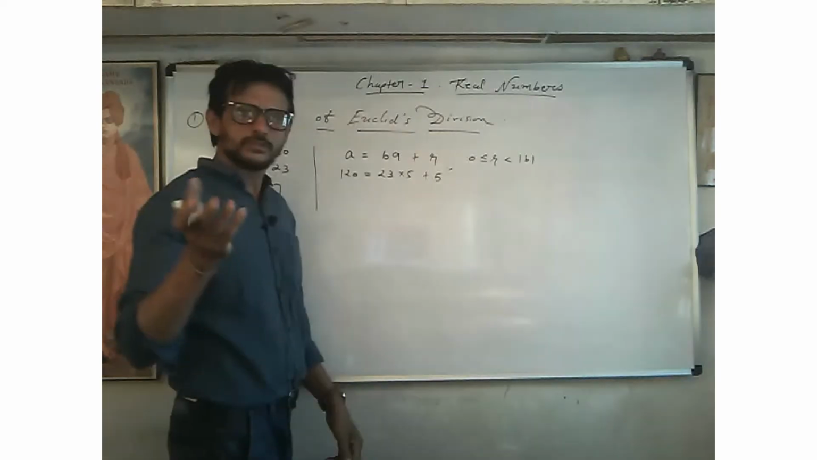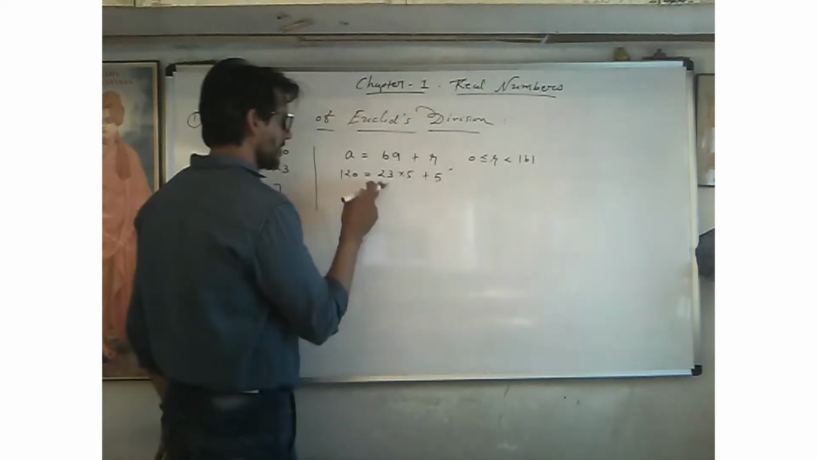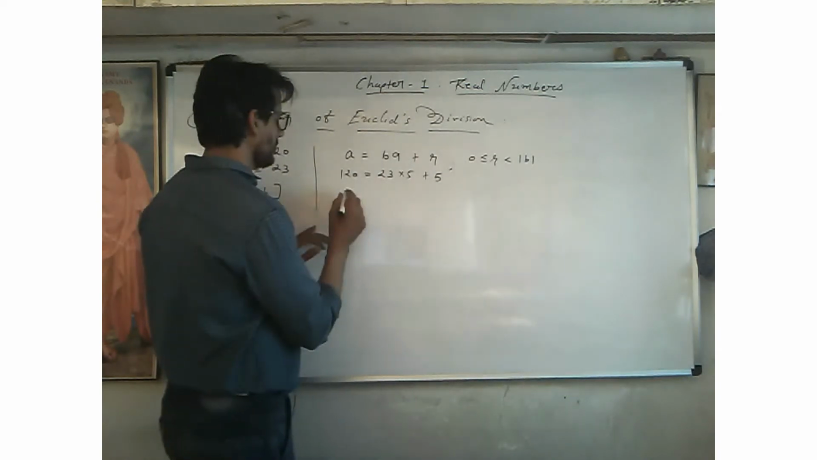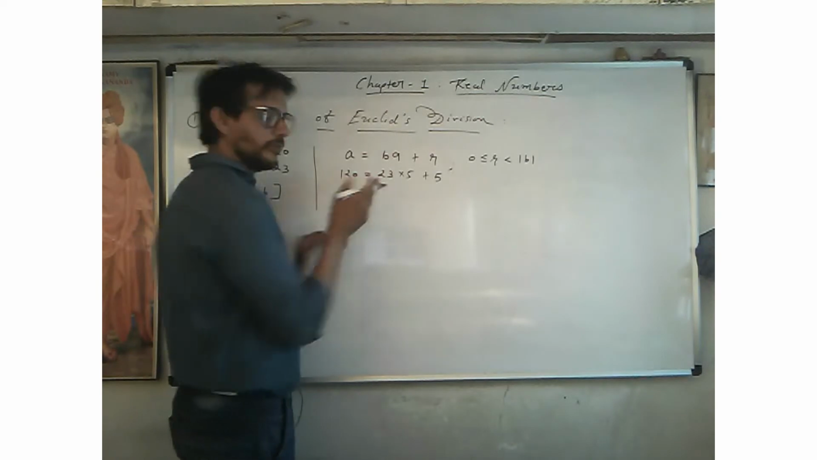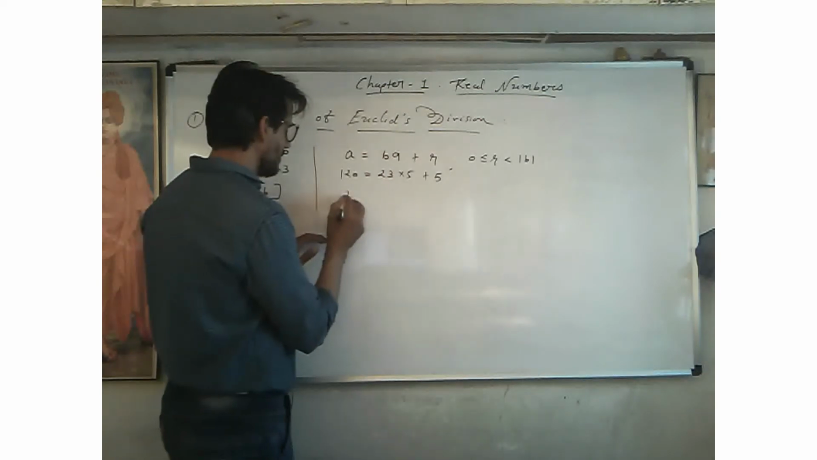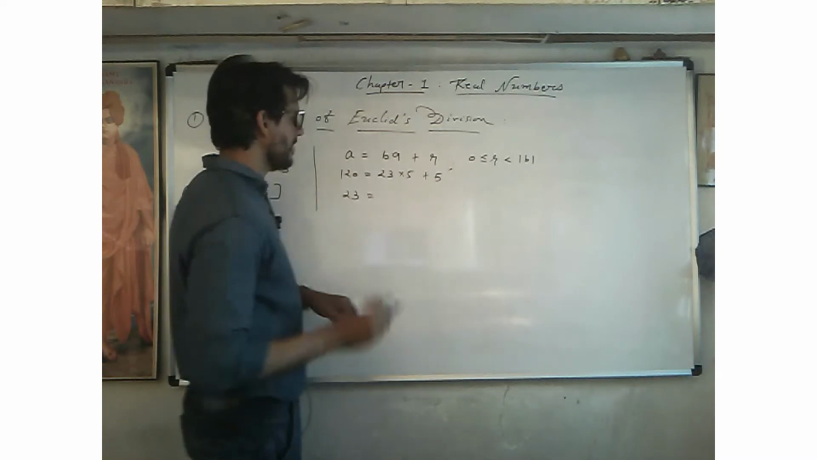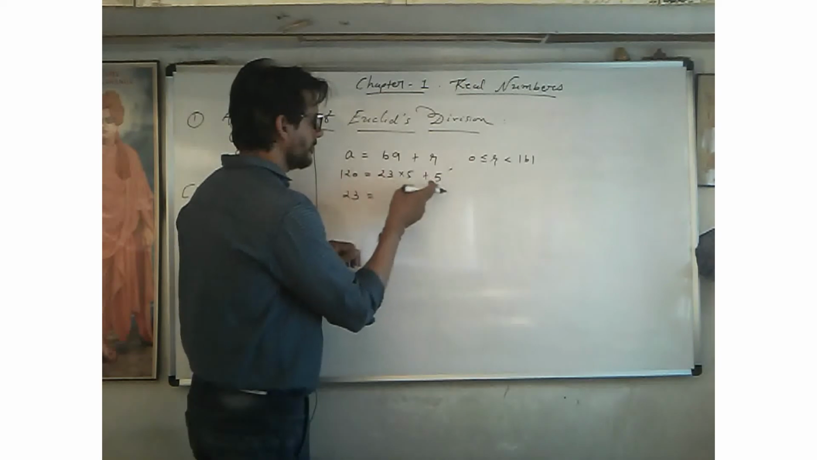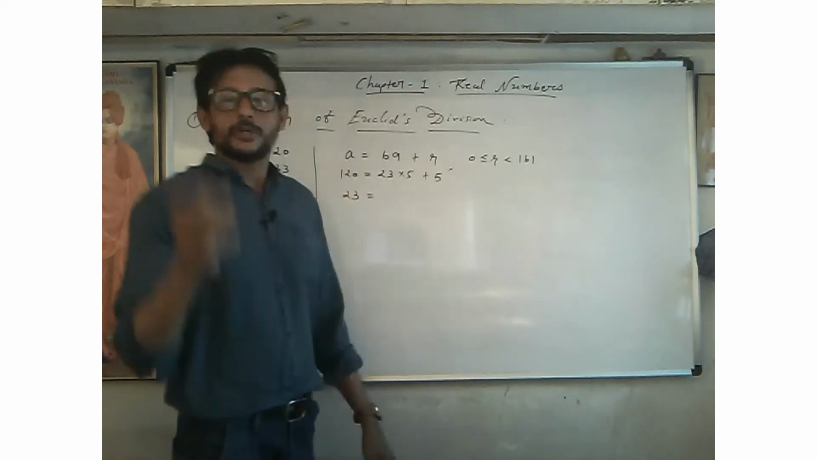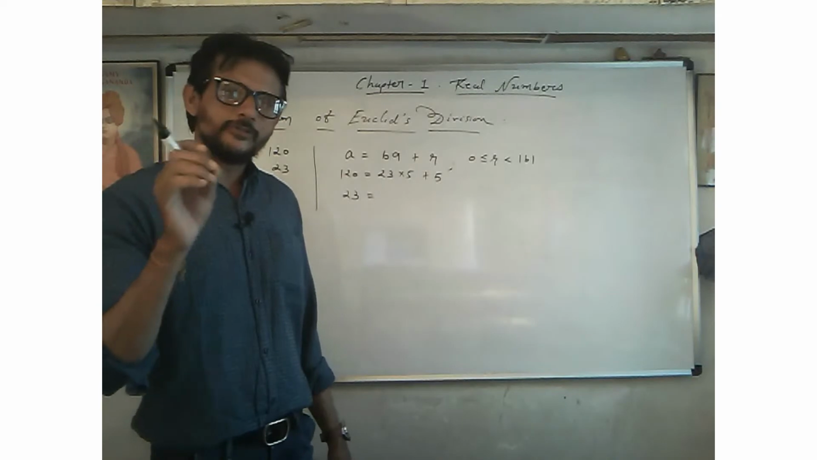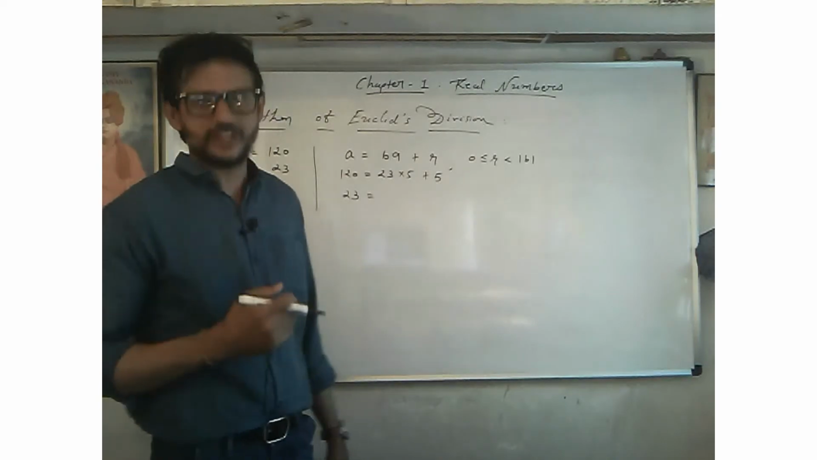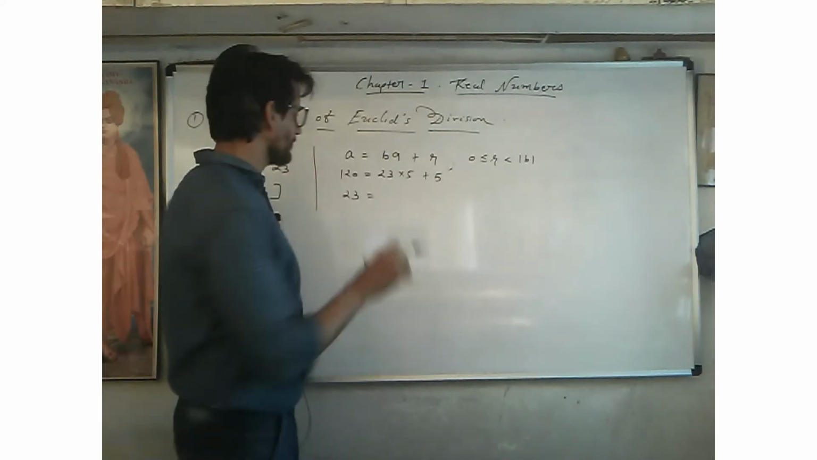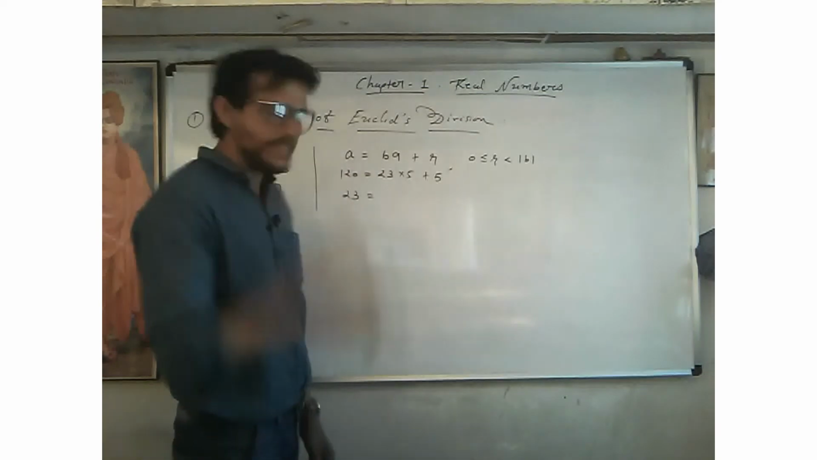So now, second step. Now 23, put the value in place of A here. 23 is equal to, now the remainder will be the divisor in your second step. The remainder will be the divisor in your second step, and put it in place of B. Okay?